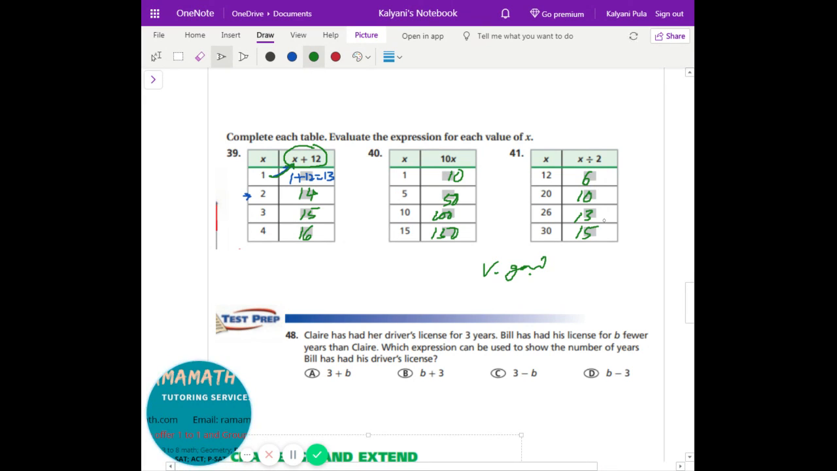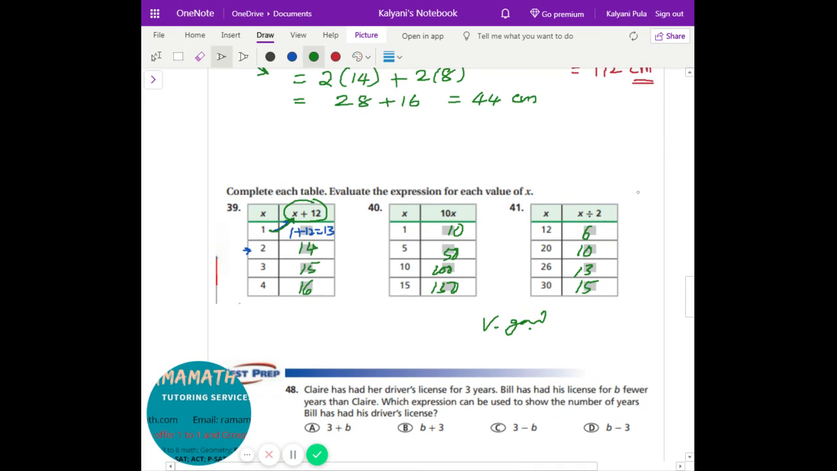Okay. So that's good. A good start for the algebra. And that's what we're going to continue to see, okay?